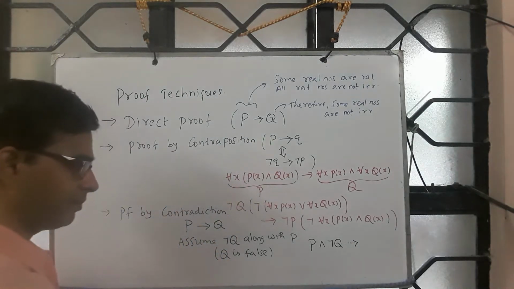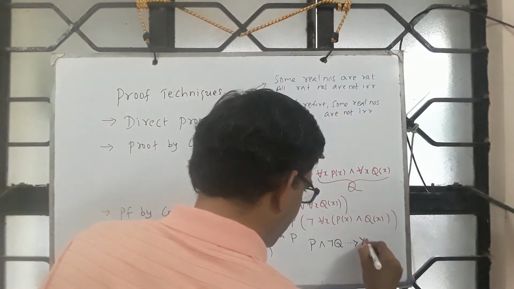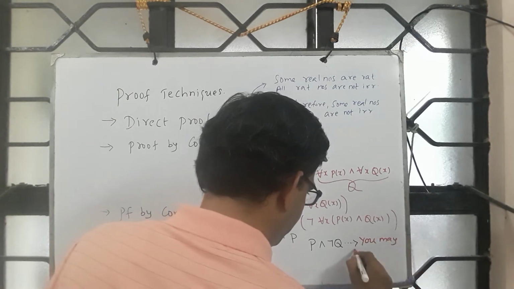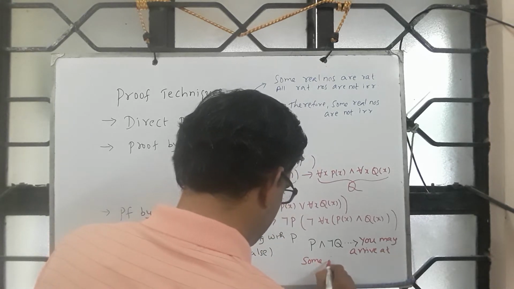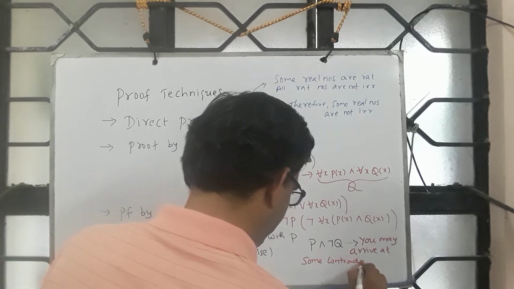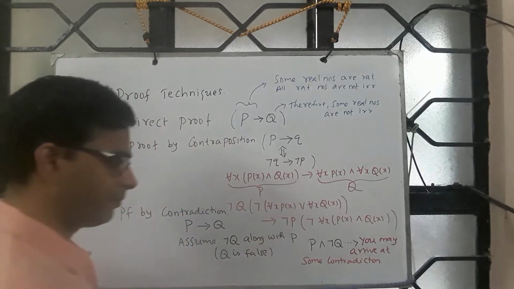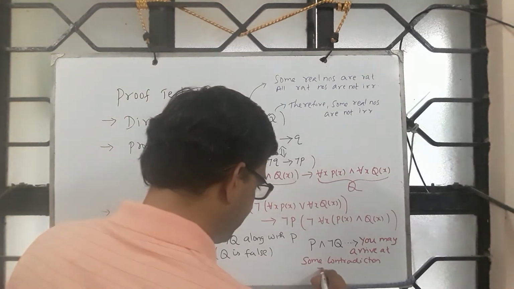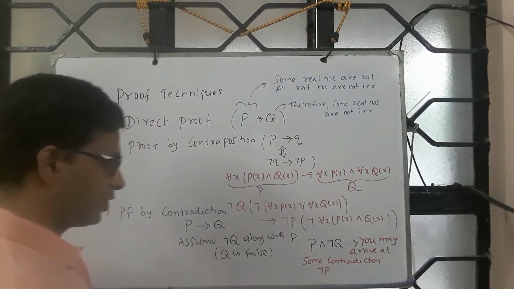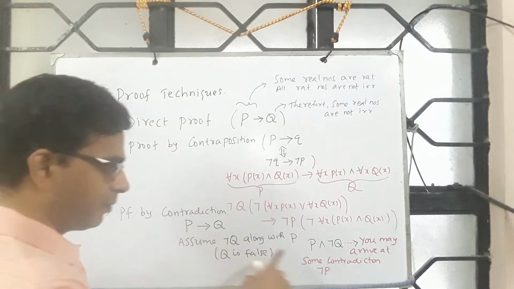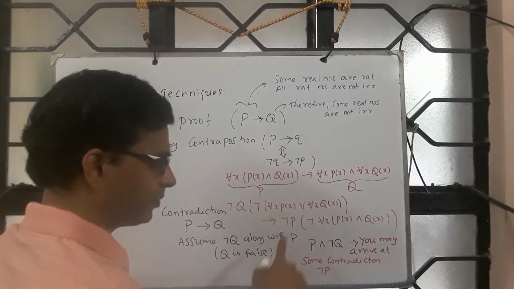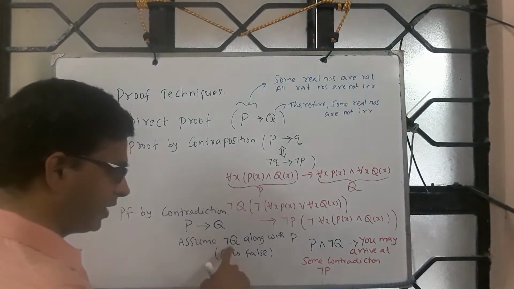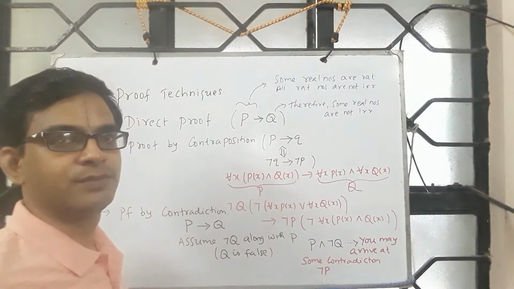When you start simplifying, you may arrive at some contradiction. For example, you may arrive at negation P, which is not true, because what is given to you is P. But when you start simplifying, suppose you arrive at negation P, which means you are contradicting the premise. So your assumption that negation Q is true, or Q is false, is wrong.